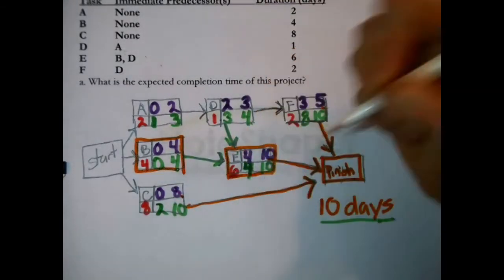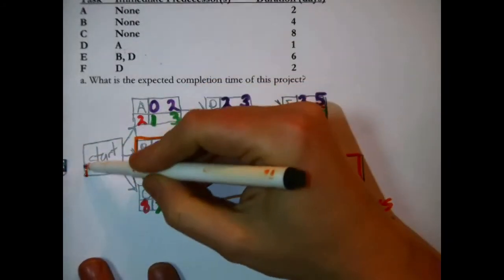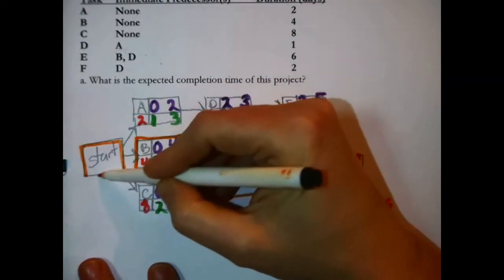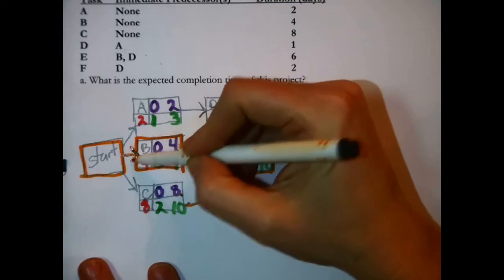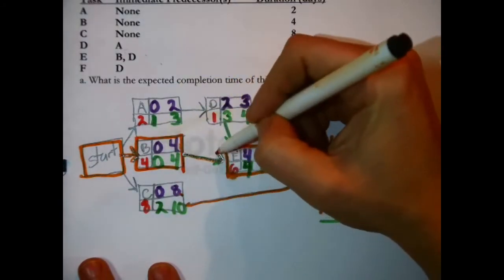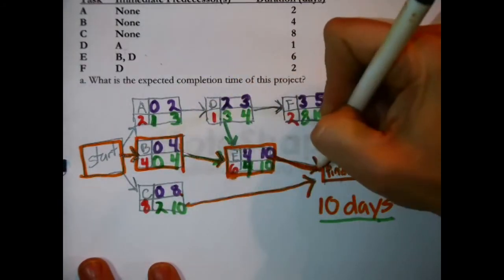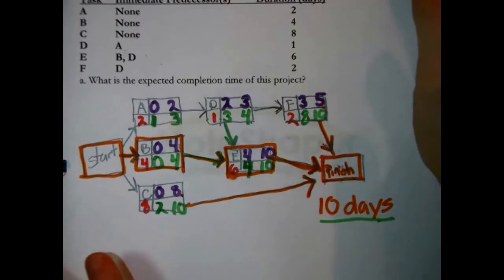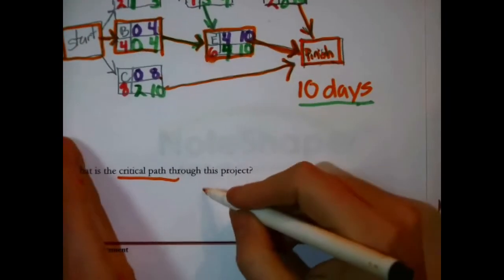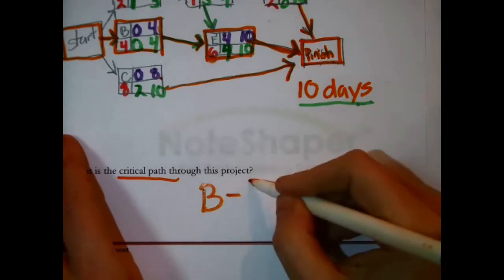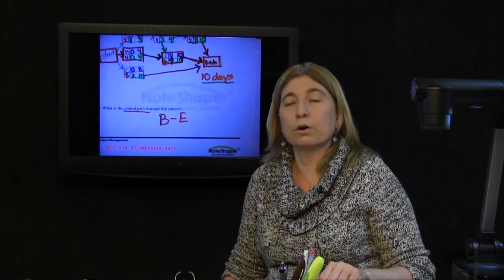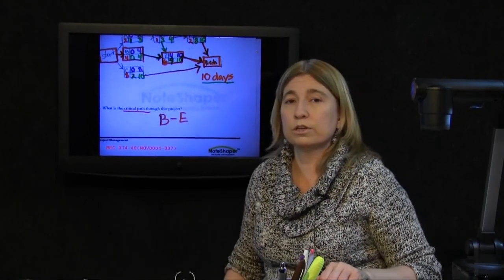Now I want to check, is that a path? A path is any route from start to finish. B connects to the start, and then B connects to E to the finish. Yes, that is a complete path. Perfect. That's the answer to the second part of this scenario. The critical path through that particular network is tasks B, E.